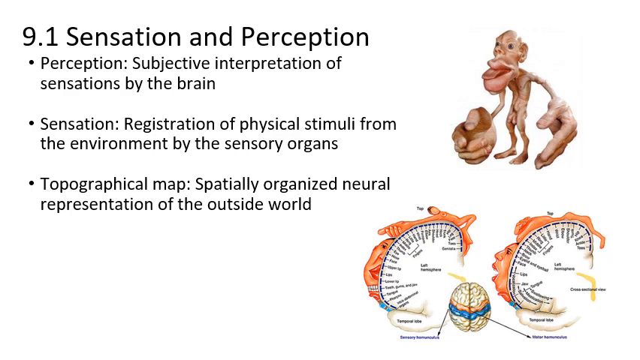And then topographical map is something we're going to talk about intermittently throughout the rest of the chapters. This is a spatially organized neural representation of the outside world. So this means that a topographical map is when the cortex in the brain physically maps onto how things are in the real world.